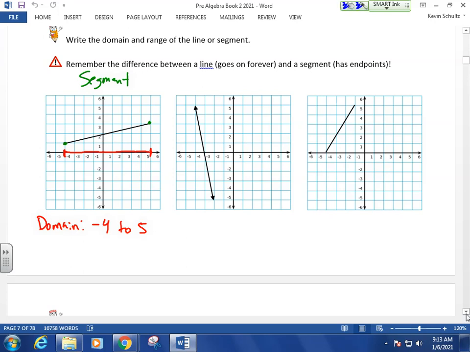The range, where on the y-axis does this segment go? Well, not very far on the y-axis. It's not very steep. So the lowest y value that it has is +1, and it only goes up to +3. Okay? So the range is going to be from 1 to 3. The y values that are included.